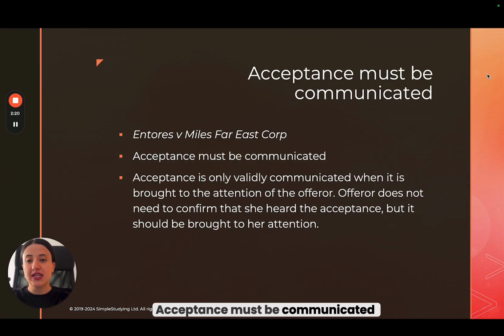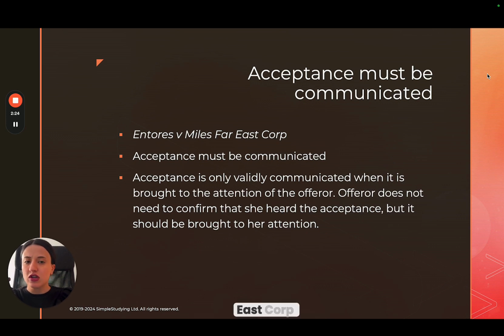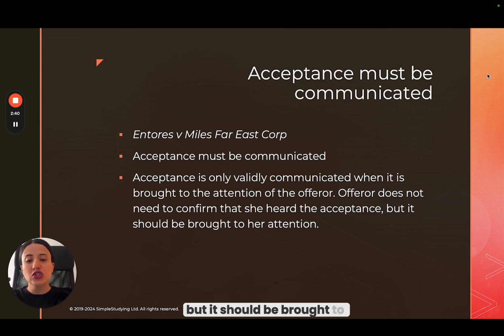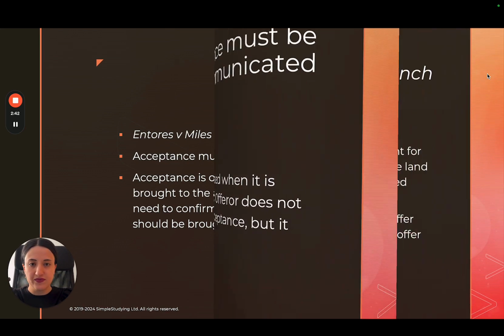Acceptance must be communicated. See the case of Entores versus Miles Far East Corporation. Acceptance must be communicated. That's the principle that came out of this case. Acceptance is only validly communicated when it is brought to the attention of the offeror. Offeror does not need to confirm that she had the acceptance, but it should be brought to her attention.